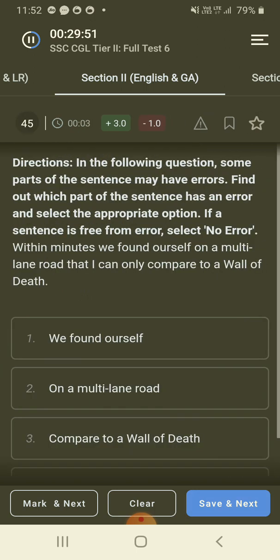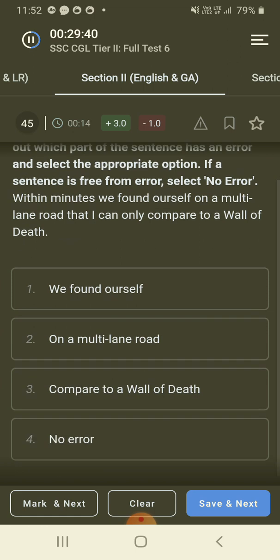Within minutes we found ourselves on a multi-lane road that I could only compare to a wall of death.